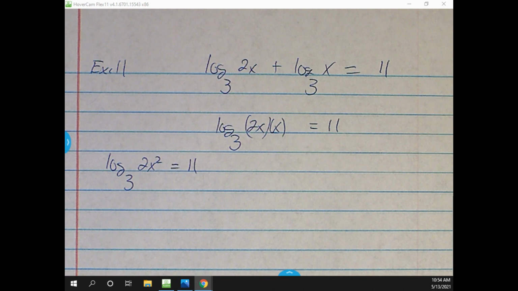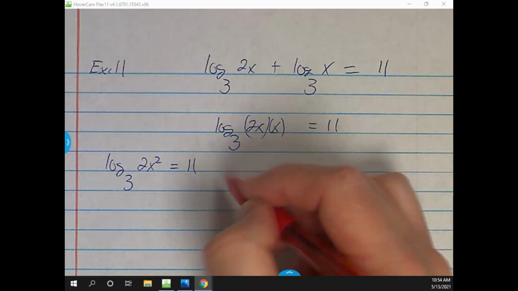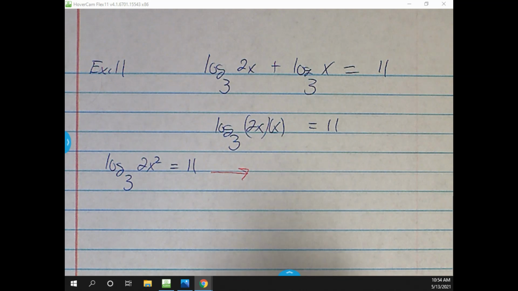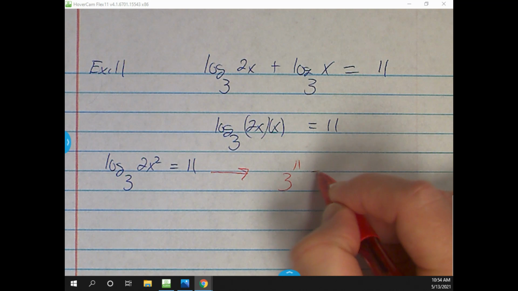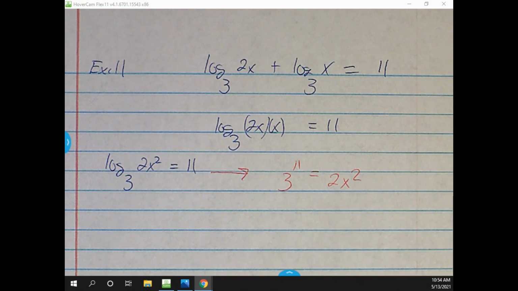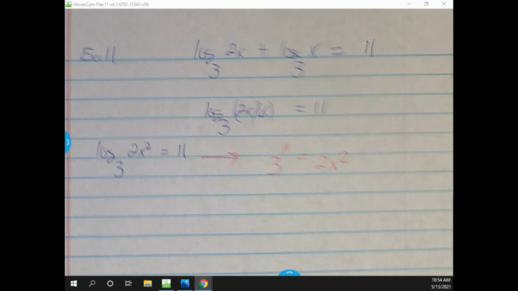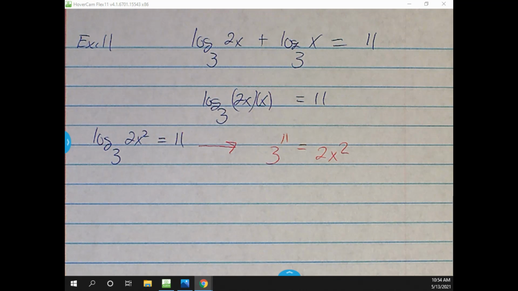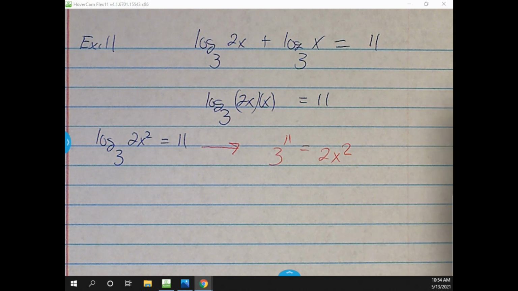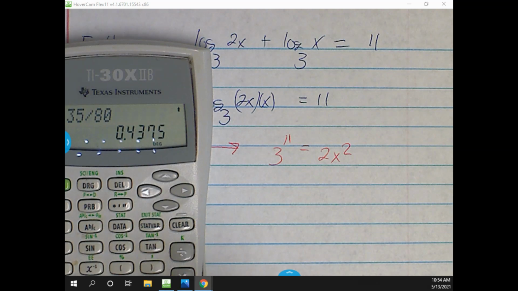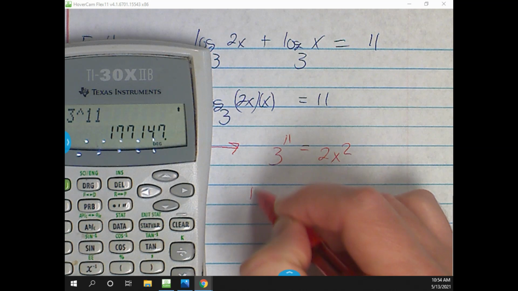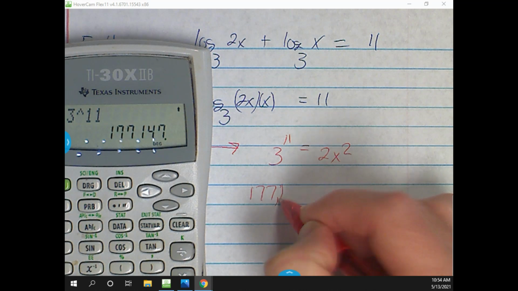Okay, so we've got it back to one log expression. Now we get to rewrite it. So it's going to be 3 to the 11th power equals 2x squared. Now, I don't know what 3 to the 11th power is. I can do some powers of 3, but I cannot do 3 to the 11th. So 3 to the 11th power is 177,147.